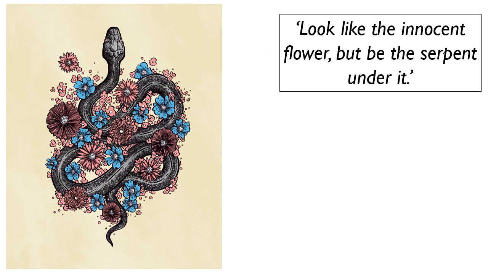"Look like the innocent flower, but be the serpent under it" is one of our biggest quotes. There's so much depth to the quote, but also it links to pretty much any theme that I could think of coming up. You've got masculinity and femininity wrapped up here. You've got the idea of what it means and what it takes to be a king. We've got deception here. We've got free will. It's a really rich quote.